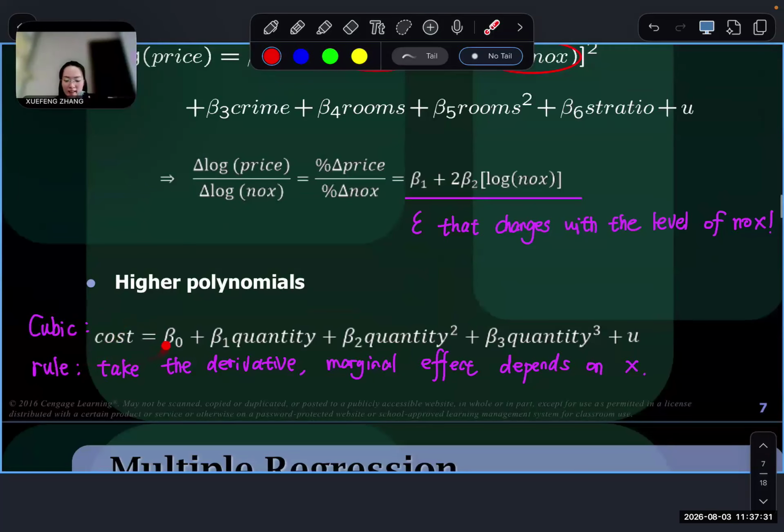Like the example here, cost function, right? Do you still remember the total cost curve? Something like this, right? This is the total cost. So basically, in order to get a fitted line, we need to use the cubic, right? So this is based on the theory, which is from microeconomics.